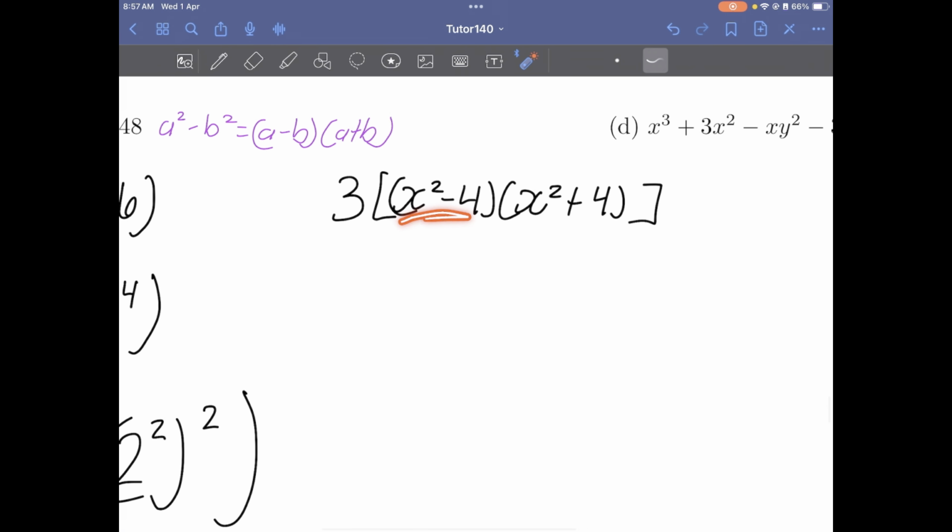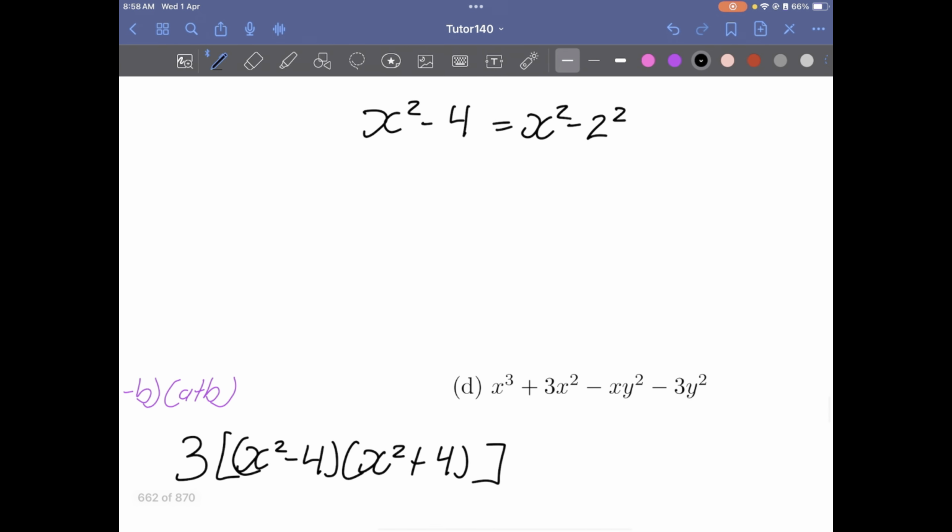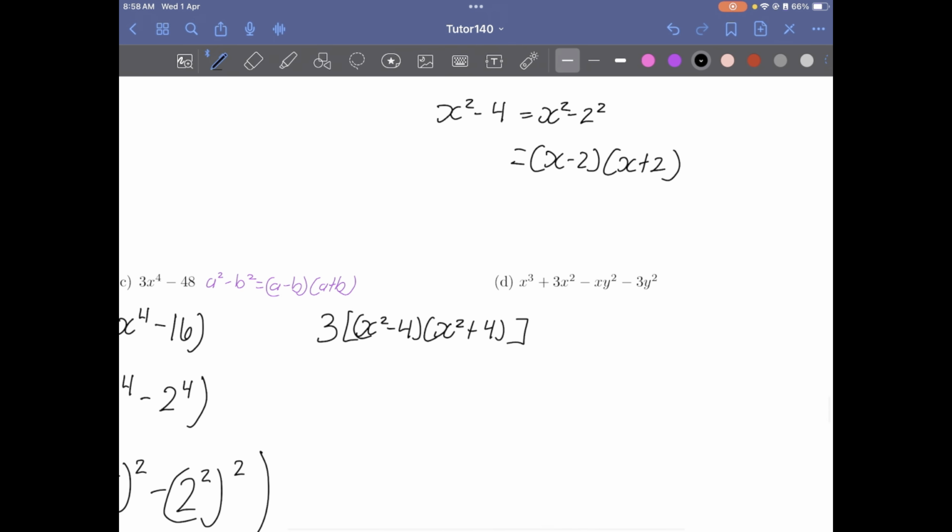And if you see, this is the difference of two squares again. This 4 is 2 squared. If you have x squared minus 4, that's equal to x squared minus 2 squared. So that's equal to x minus 2, x plus 2. So your final answer would be 3, x squared plus 4, x minus 2, x plus 2.